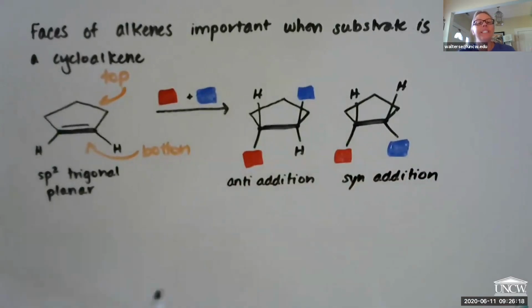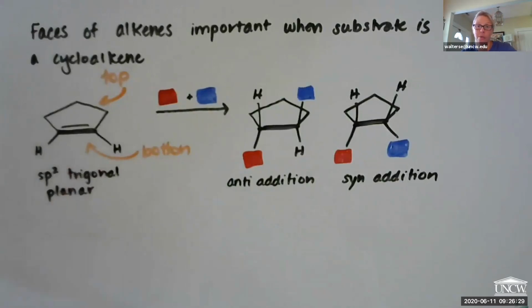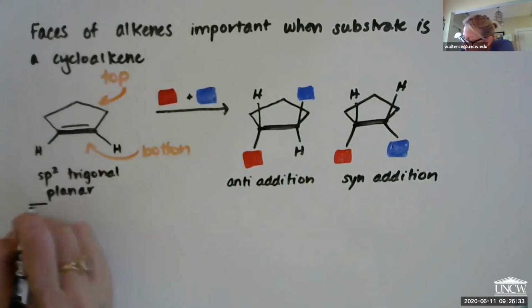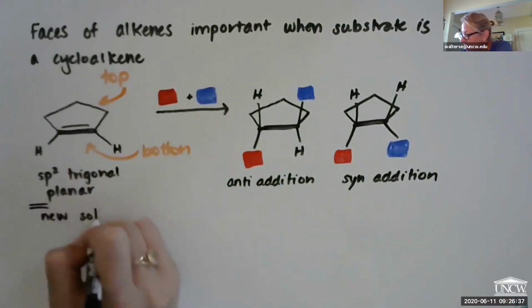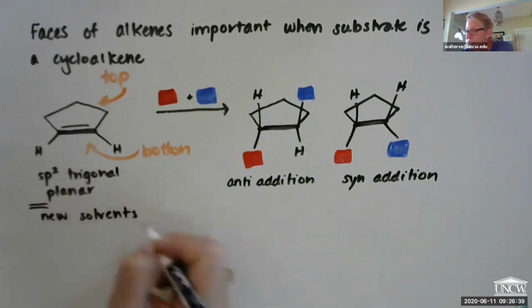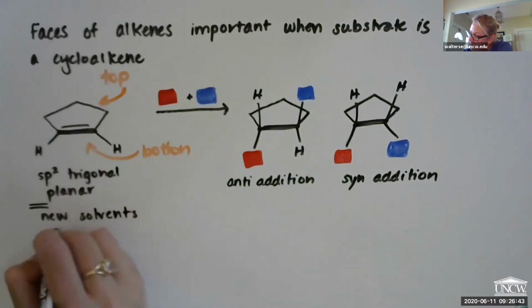And you can really only see this if your substrate is a cycloalkene. So sometimes we're going to have to use cycloalkenes as our substrates just so this point can be clearly made. The other issue is that you're very likely going to see new solvents in these reactions, new chemicals, and some shortcut notations.